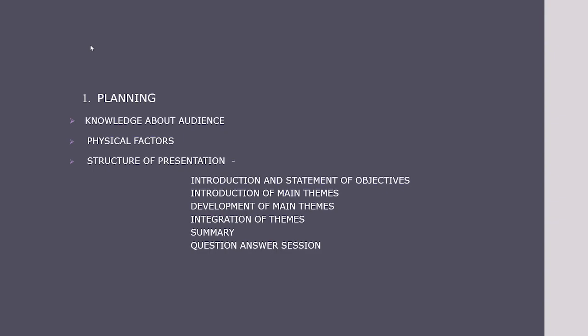Second one is physical factors. The physical factors to be considered are, first one, place and time of presentation, number of speakers on the subject, availability of audio visual aids and its operation, use of microphone, need for handouts, and the duration of the presentation. Third one, structure of the presentation, which includes some different stages.